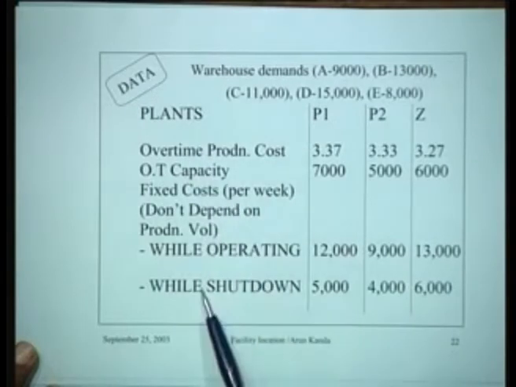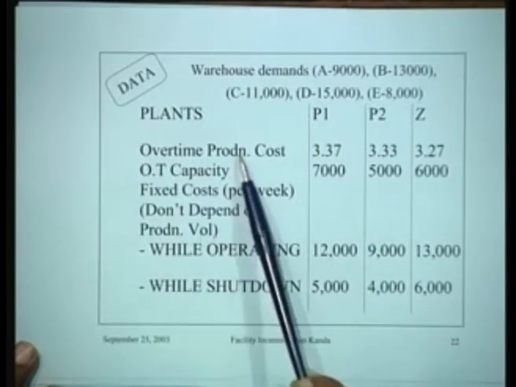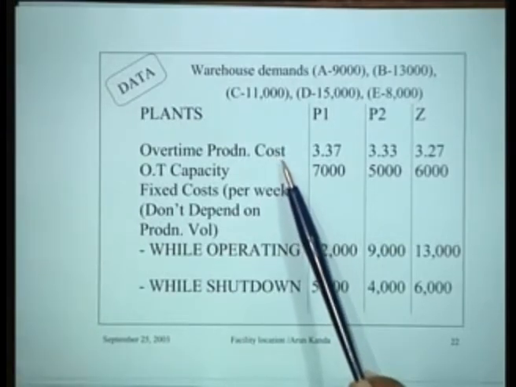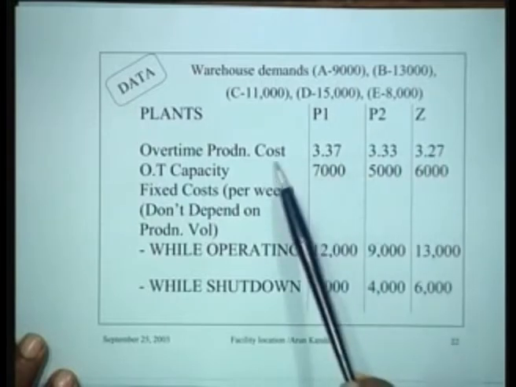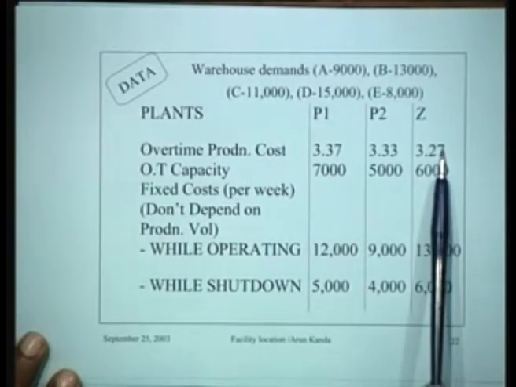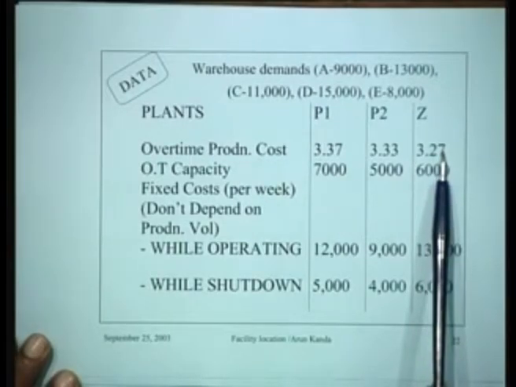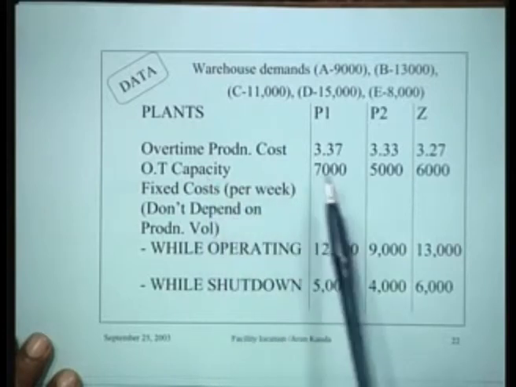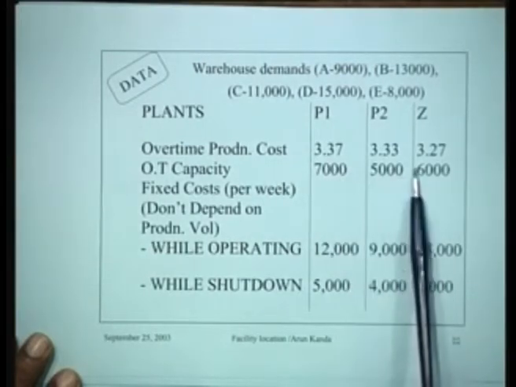So that is what we have done here. Then for the various plants, that is P1, P2 and Z, we would require various costs. For instance, if you run a plant at overtime, it is estimated that the overtime cost of production for the plant, the regular time production costs we already know. So this is the additional data that we are talking about. This is 3.37, 3.33 and 3.27. So overtime production costs could vary. Why could overtime production costs vary? These could vary because wage rates could be different at different locations. Of course, there are other costs pertaining to raw materials, etc., which could also affect these costs. Then you have the overtime capacity. After all, overtime capacity is limited. So we can produce 7,000 here, 5,000 here and 6,000 here at most per week in overtime.